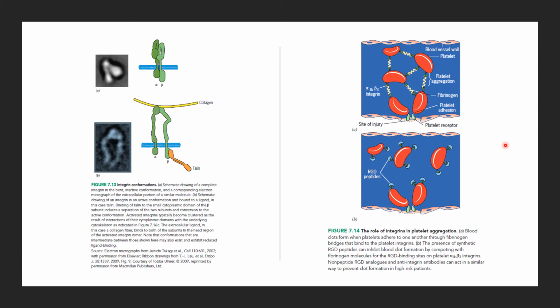Okay, so if there is the presence of more of these integrins, of course it would attract more of the platelets going into the site of injury. But if there are RGD peptides, these peptides would actually inhibit the blood clot formation. Okay?